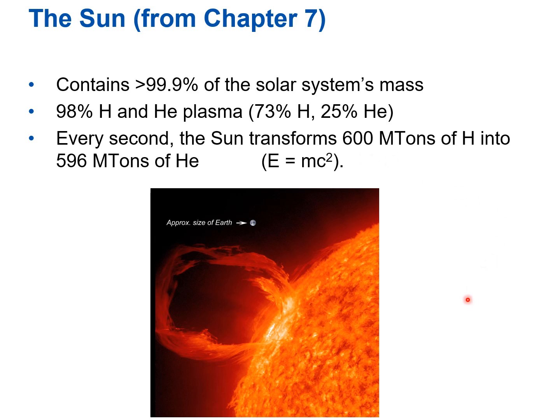By the way, thinking about the size of the sun, here is part of the sun and a solar prominence. You'll learn about these later. And here is the approximate size of the Earth relative to that prominence that's shooting out in the sun as a whole.